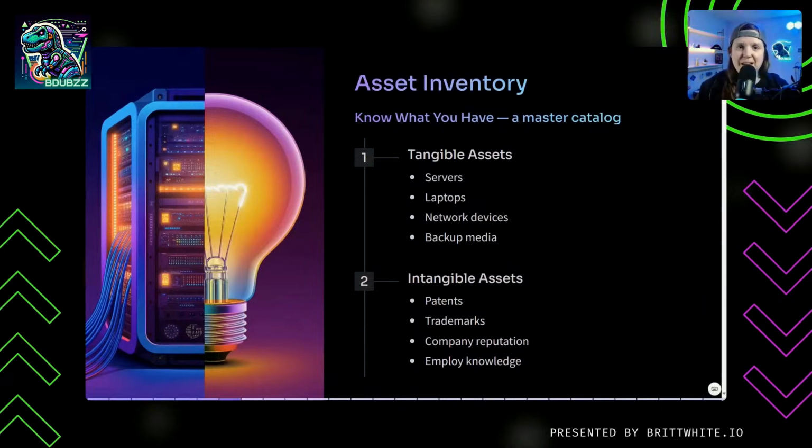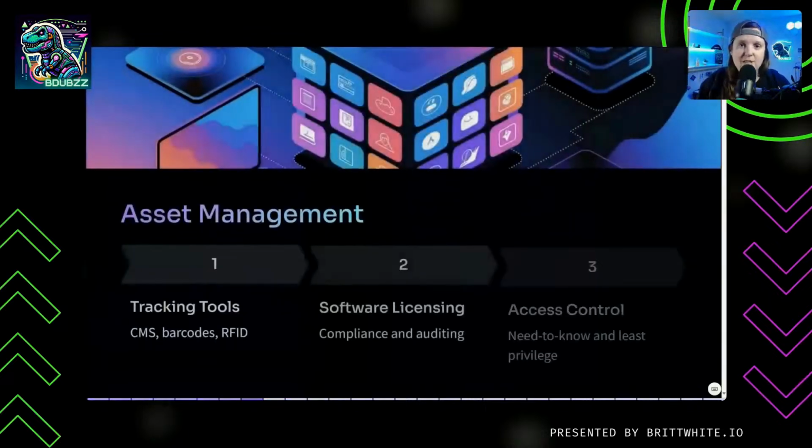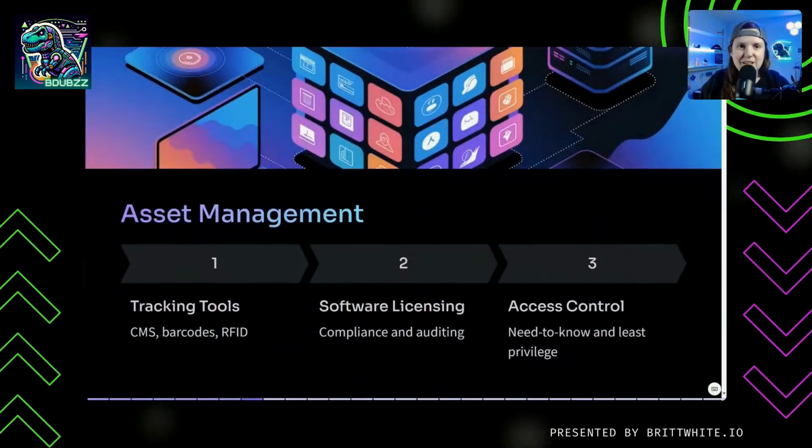Now, hopefully we've got a handle on why tracking our assets is so crucial. Let's dig into the nitty-gritty of how we actually manage these assets effectively. Asset management isn't just about keeping a list. It's about actively protecting and controlling our resources throughout their entire life cycle. Having an inventory is just the first step. You also need to manage those assets effectively.